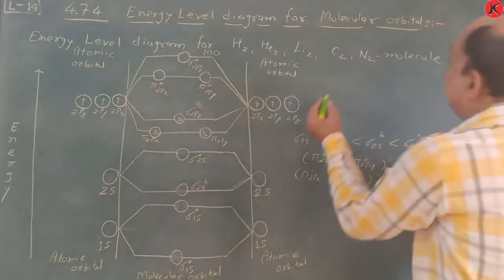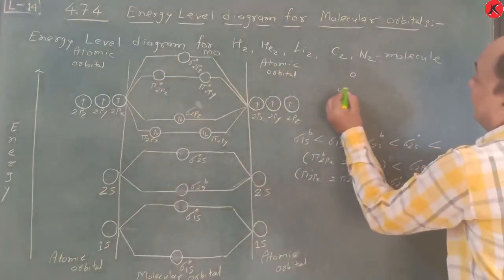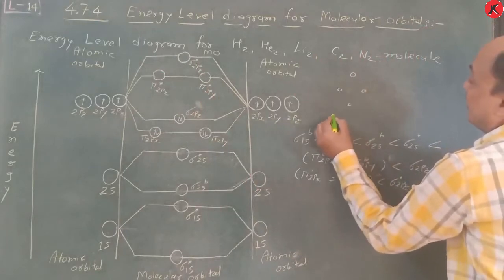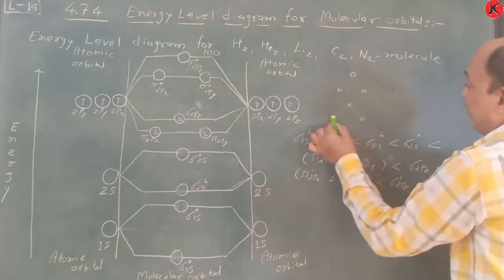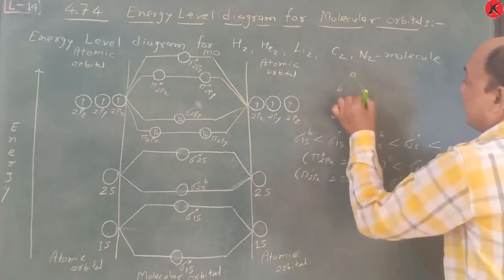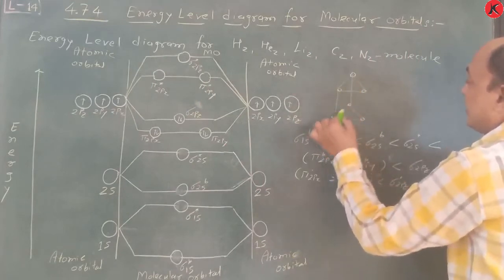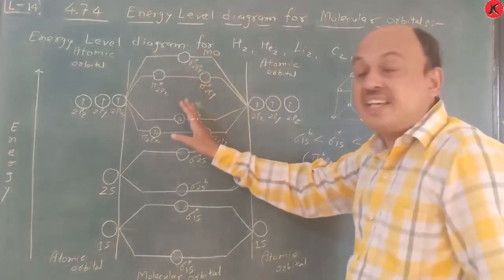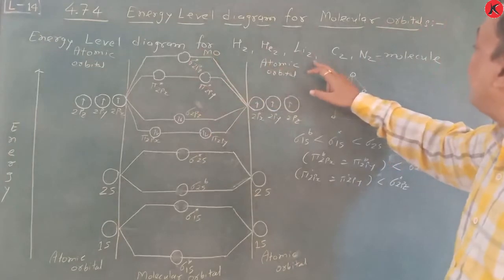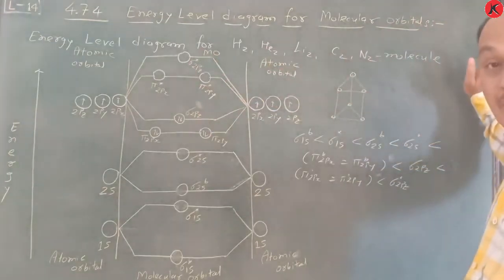Remember by this, we can say that therefore, once again therefore, okay, or you just prepare one prism type structure. Just you see, this is a prism type structure, okay. If the prism type structure is there, it is true for H2, He2, Li2, C2 and N2 molecule.